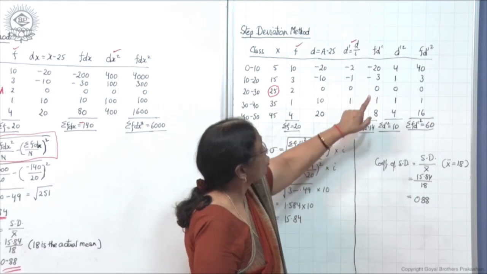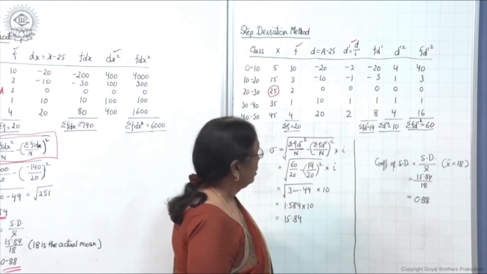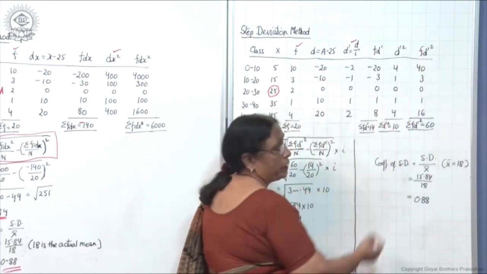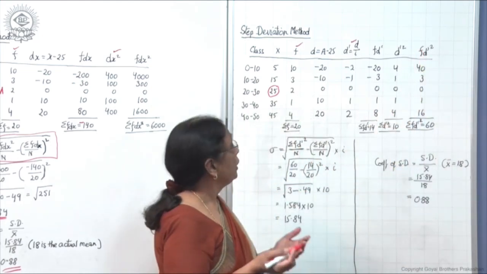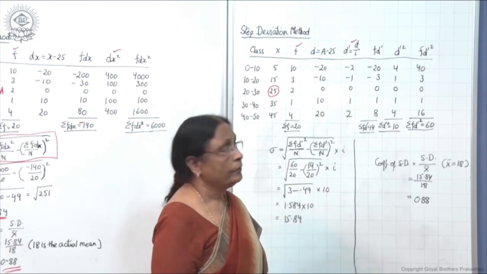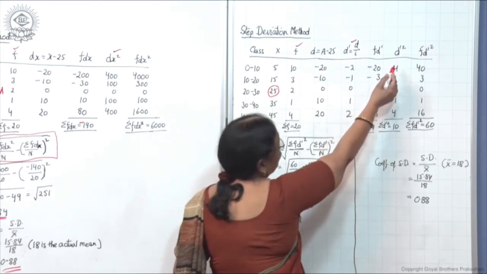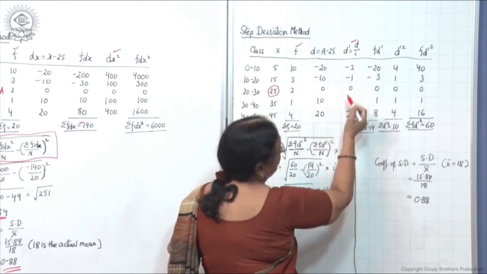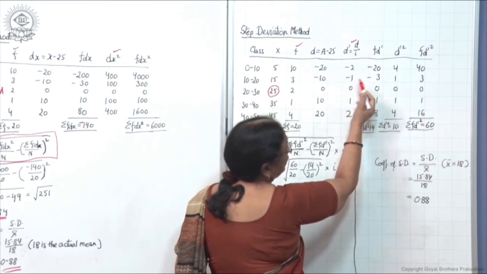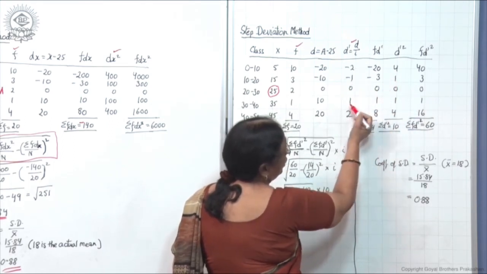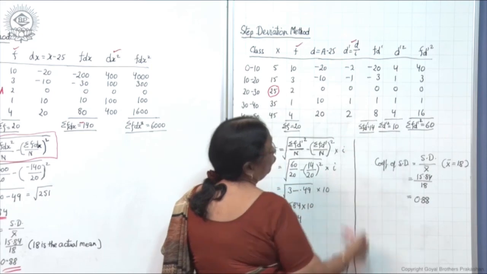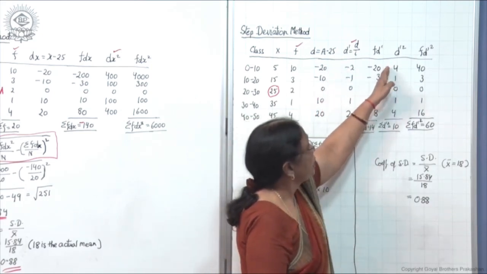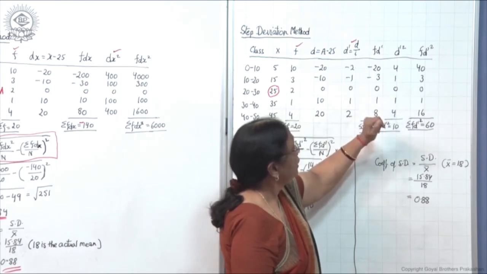Then you have to make the D dash square, right. Why do we need D dash square? Because we have to calculate f d dash square, and for that you have to make the square of D dash. How do we make this column? This is D dash, make a square of this column: minus 2 into minus 2 is 4, minus 1 into minus 1 is 1, 0, 1 into 1 is 1, 2 into 2 is 4. So make a square of the D dash column and you get D dash square.